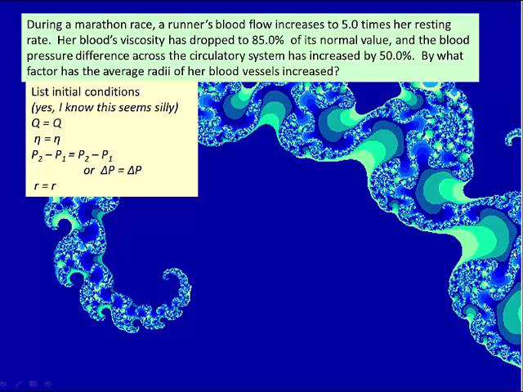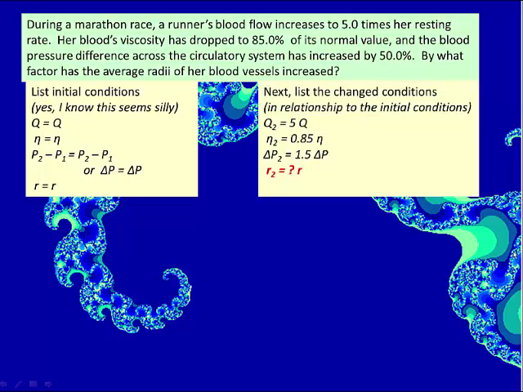Flow rate was flow rate. Viscosity was viscosity. The change in pressure was the change in pressure. The radius was the radius. No numbers. And then you're going to list the changed conditions. The new flow rate is 5 times the old one. The new viscosity is 0.85 times the old one. The new change in pressure is 1.5 times the old one. What happened to the radii?